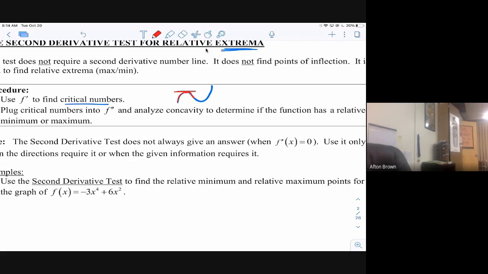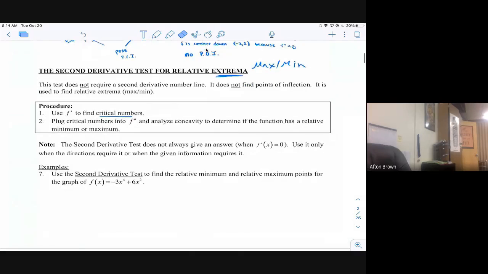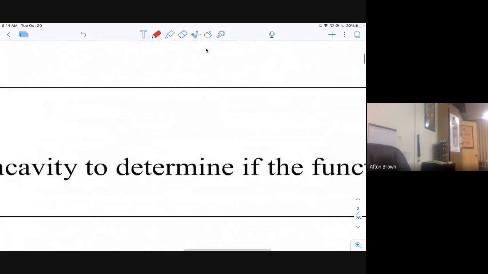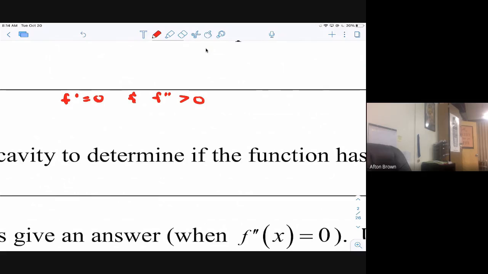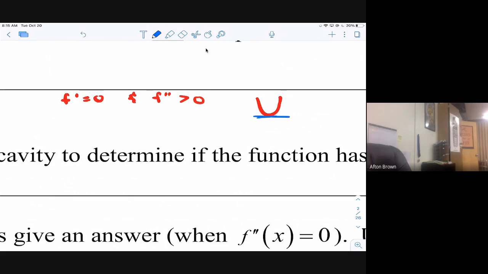If the graph is concave down, in fact, I'll summarize it here. If the first derivative is 0 and the second derivative is positive, let's think about what that would mean. If the second derivative is positive, it's concave up, right? This statement is saying you've got a graph that's concave up. If the first derivative is 0, you have that. Well, is that point a max or a min? It's a min.